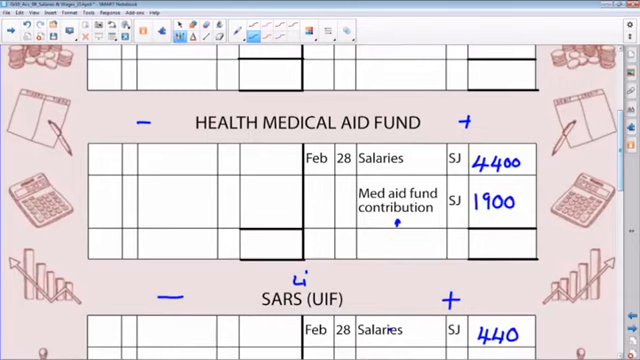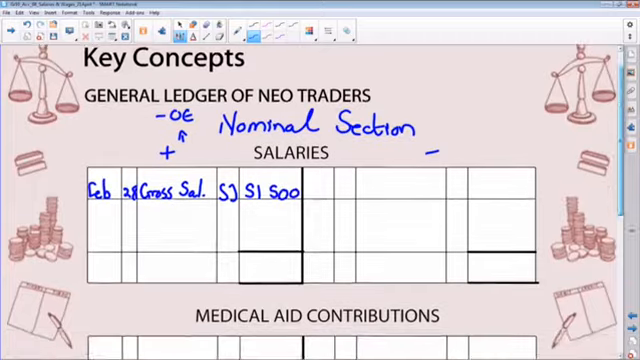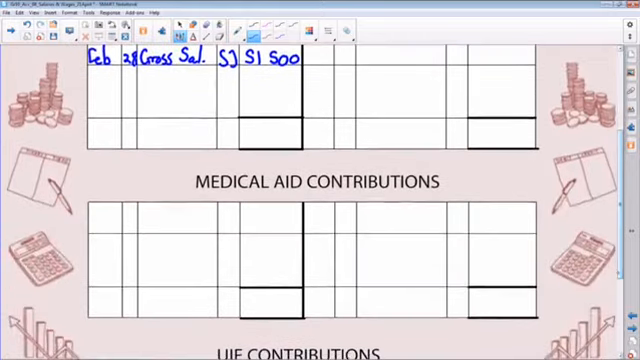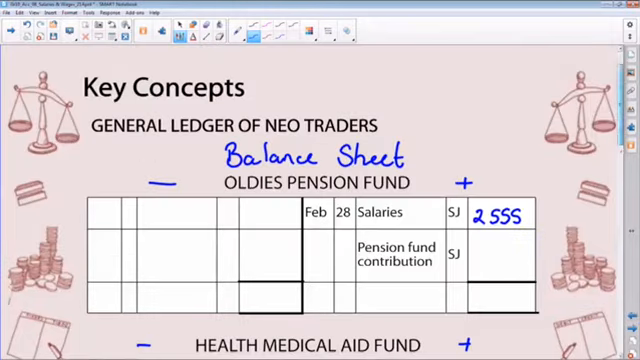Now let's go and look at your debit account. Do we have it? Yes, we have medical aid contributions, and this will be an expense. And now at the end of Feb, we are going to say February 28, we are going to say health medical aid fund. I'm abbreviating. Please don't abbreviate in your exam papers or projects. And that will be 1,900. And as you can see, we have a debit for a credit there.